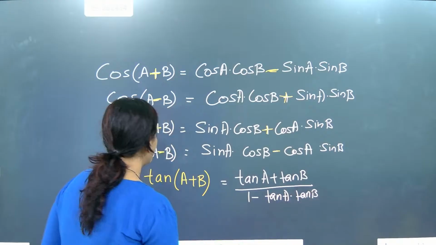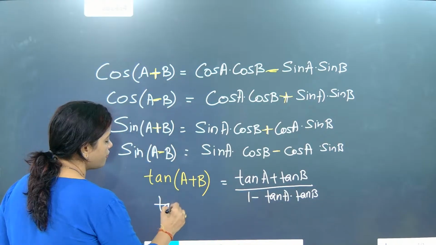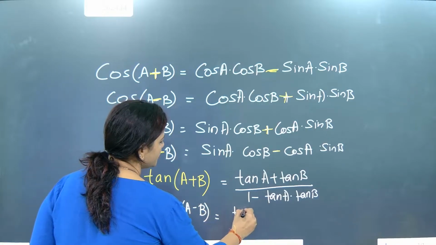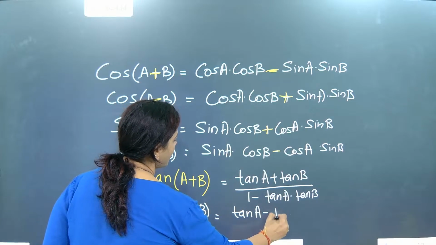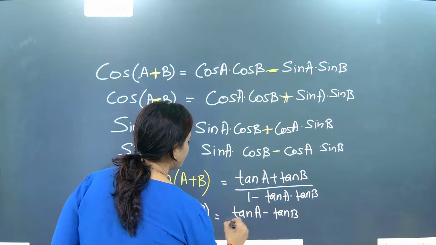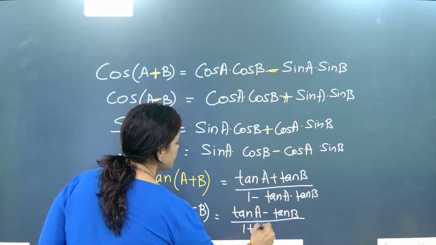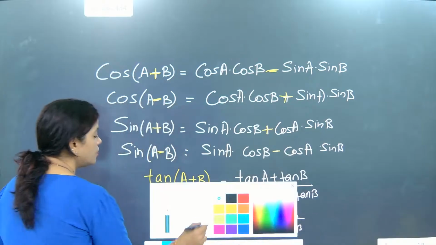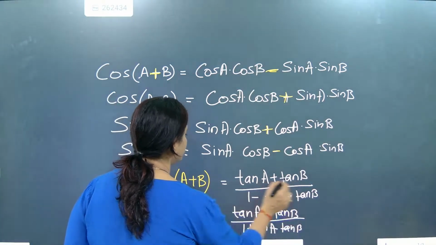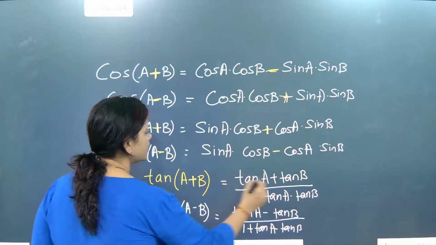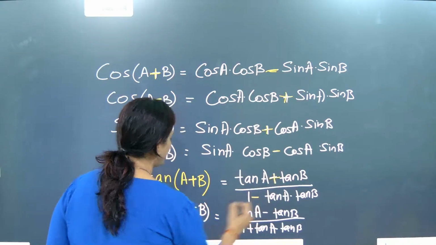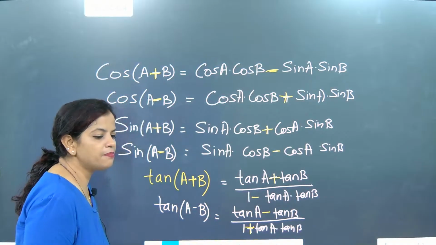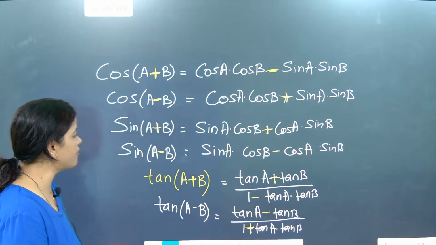Now look here, beta. Next is tan of A minus B. Just here everything will be the same. Check. Tan A minus tan B by 1 plus tan A into tan B. Check this one, beta. Only the plus minus variation, and everything is the same. So when plus is there, here also plus and here minus. Minus means up minus, down plus. Understood? Up minus, down plus, and the rest everything is the same.